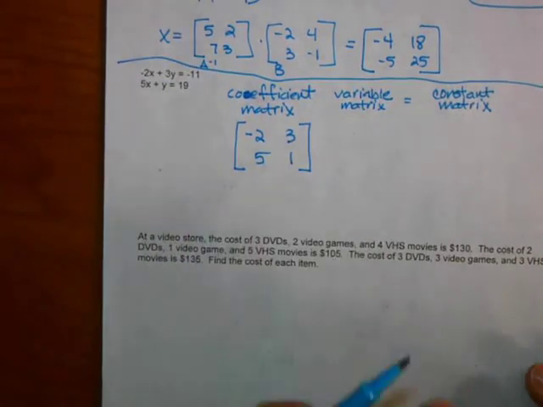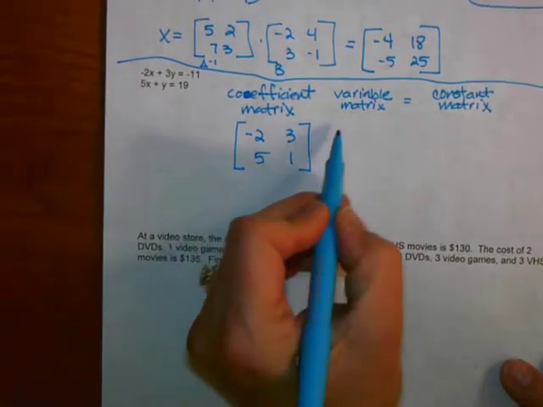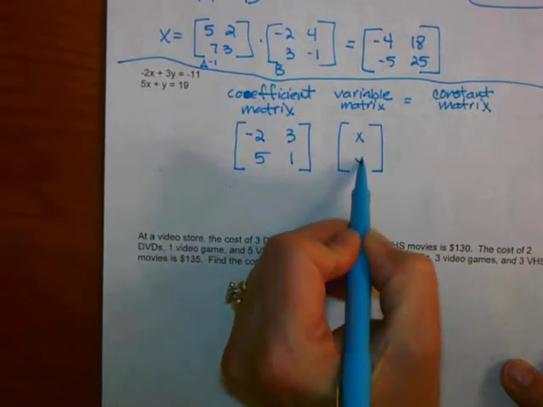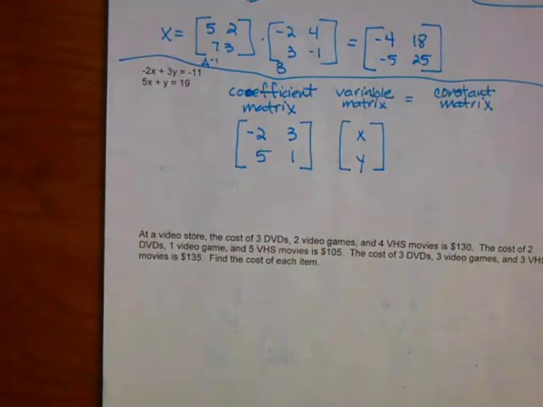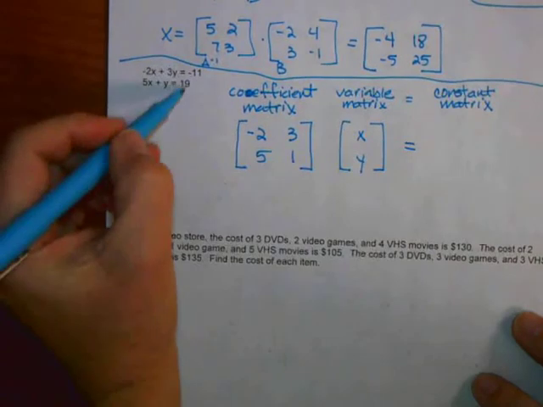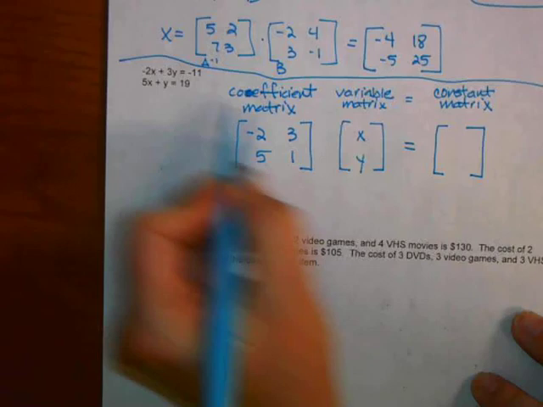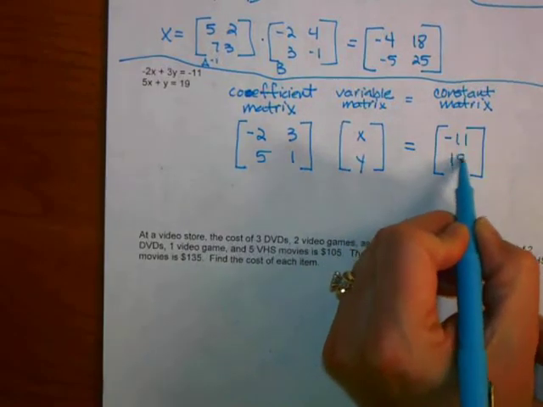How many different types of variables do I have? Just 2. So I'm going to write this one as x and y. Those are my 2 variables. Just because then we wouldn't be able to use the inverse. We wouldn't be able to multiply. You have to, and I'll show you how it works out. Then your constants are going to be just like this. The constants are what it's equal to, -11 and 19.